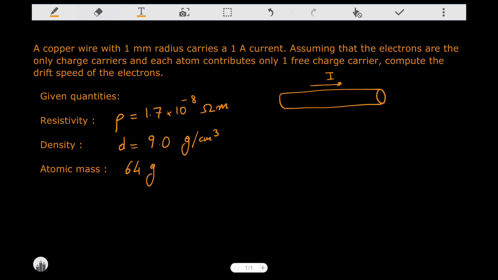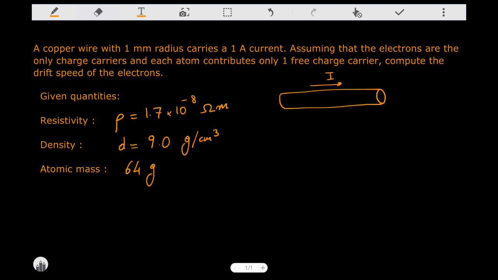We are going to assume that the electrons are the charge carriers, and each atom contributes only one free charge carrier to the conductor. Of course, an atom has many electrons, but most of these electrons are bound to the atom. They are not free, but one of the electrons of each atom becomes free and just moves inside the material freely. So these are the charge carriers. By using this information, we are going to compute the density of the charge carriers.